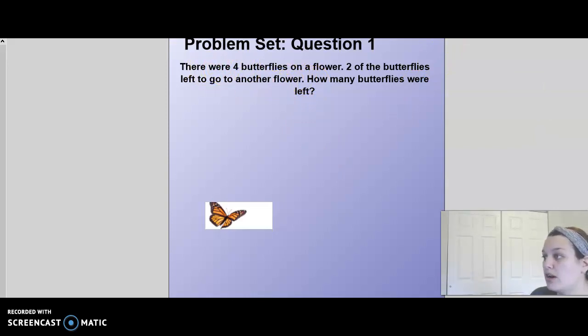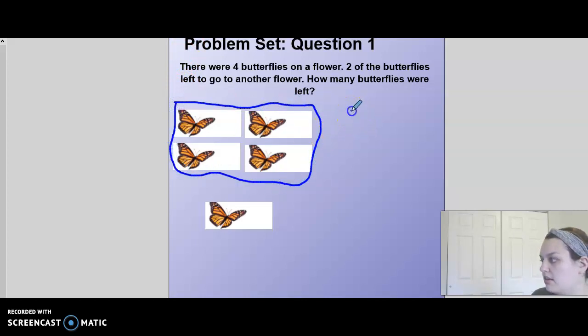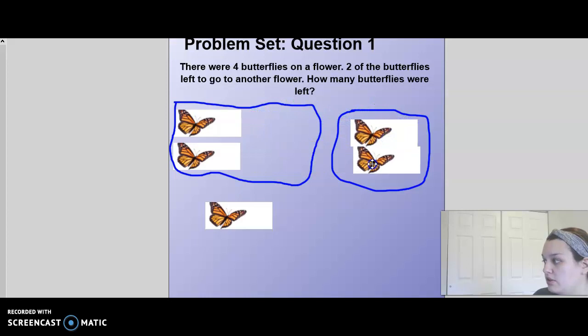Okay, there were 4 butterflies on a flower. So I'm going to have them here. 1, 2, 3, 4. And just so we don't get confused, I'm going to box them in so we know that they're there. Then some flew to another flower. 2 did actually. So 1, 2. How many butterflies were left? So pause me, please. There were 4 butterflies on a flower. 2 left to go to another flower. Pause me and see if you got the right answer.